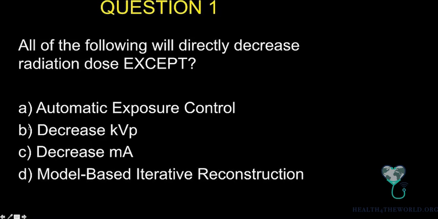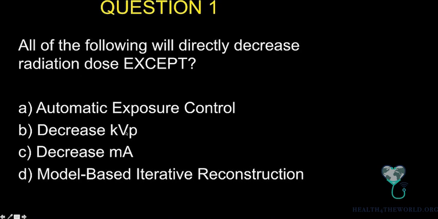So all of the following will directly decrease radiation dose except what? So if I play with automatic exposure control, yeah, I can tell the machine to lower the dose, and that will directly decrease the dose.